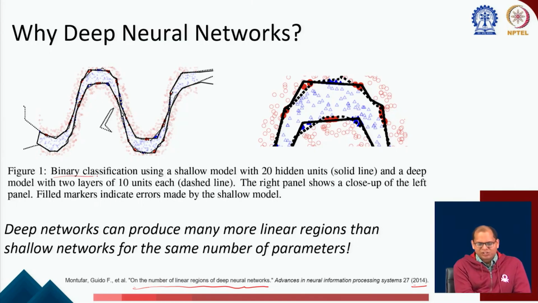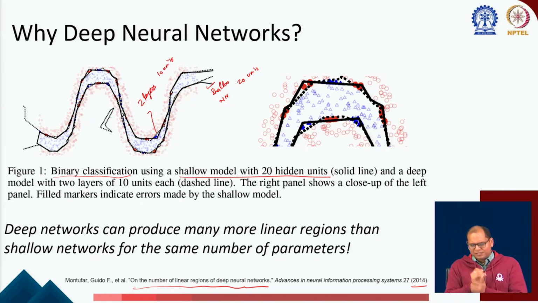The task is a binary classification task. There are two models being tried out. One is a shallow model with 20 hidden units, the solid line. The dashed line is a deep model with 2 layers of 10 units each. Their parameter counts are kept roughly constant.